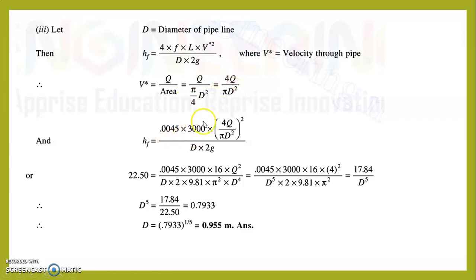So we substitute the value V equals 4Q by pi d square into the equation of HF, 4FL V square by 2GD. Instead of V, we substitute 4Q by pi d square, and for Q, we substitute 4. So for this equation, the only unknown is capital D. So we will get the value of capital D as 0.955 meter.